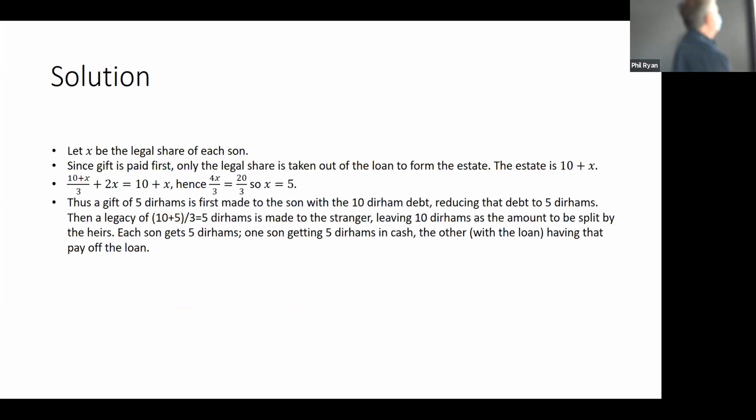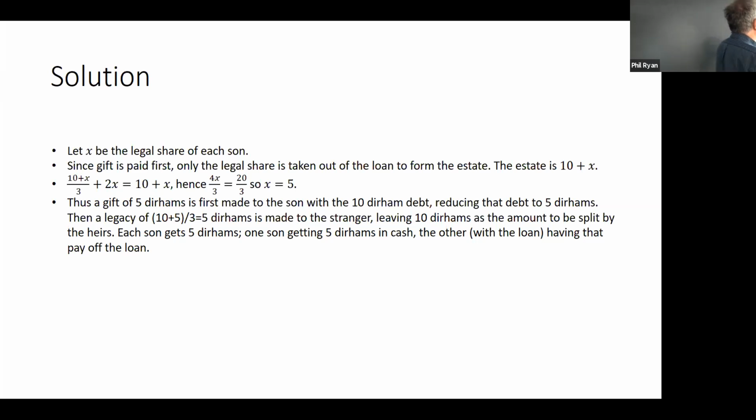So if we let X be the legal share of each son, since the gift is paid first, so remember what happens is the son who owes 10 dirhams, he's going to get his share of the estate, and then whatever's left over is going to be forgiven as a gift. And the forgiveness comes before the money is treated out. So that's why it becomes an algebra problem.